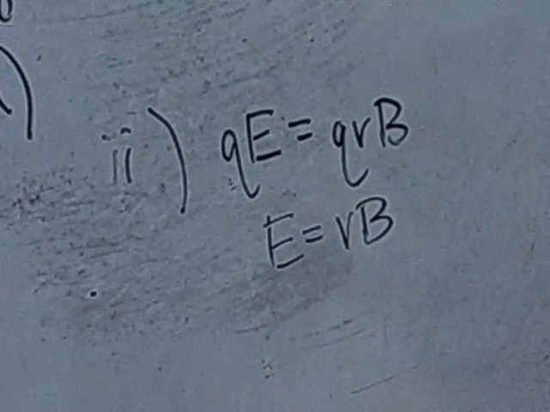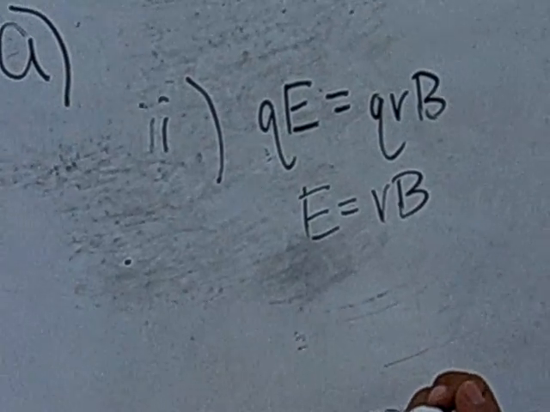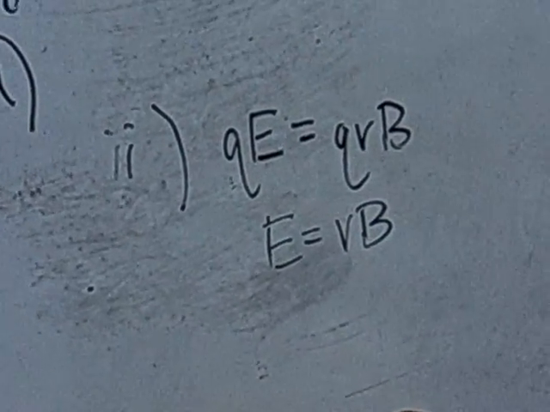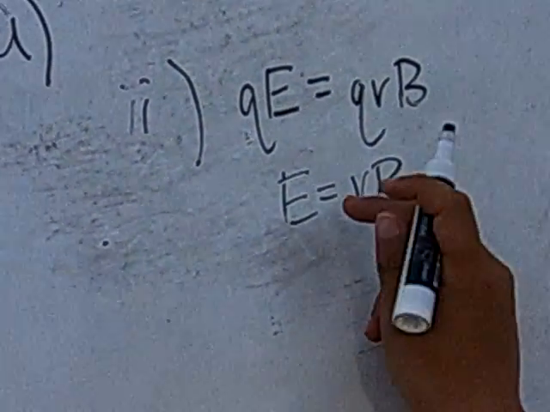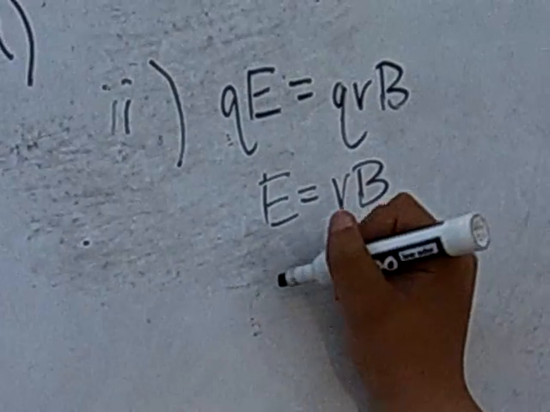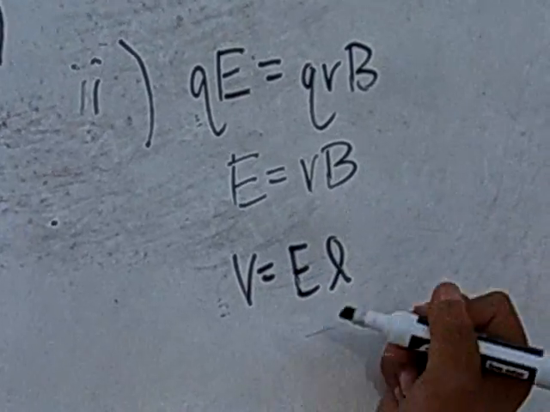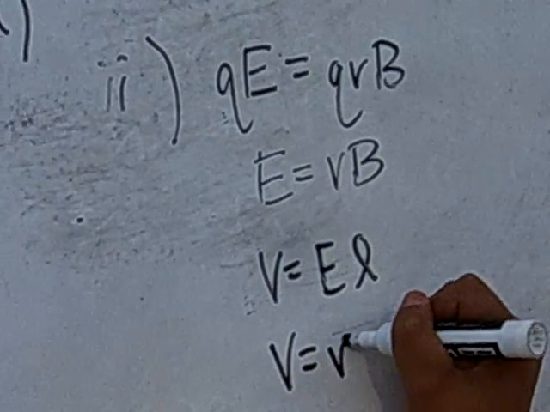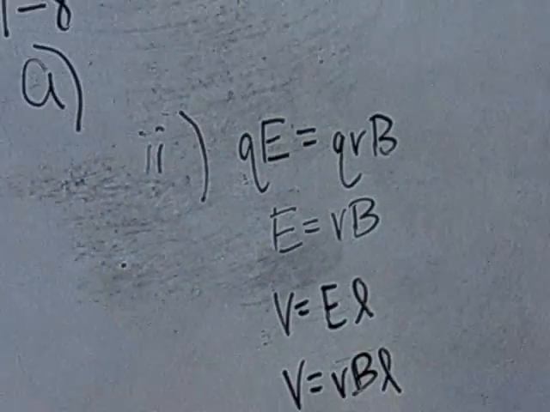And if we use V for EMF, then the EMF is just the electric field, which is E, multiplied by the length, which is L. So V equals E times L, so V equals VBL. And we already have all those in the givens.